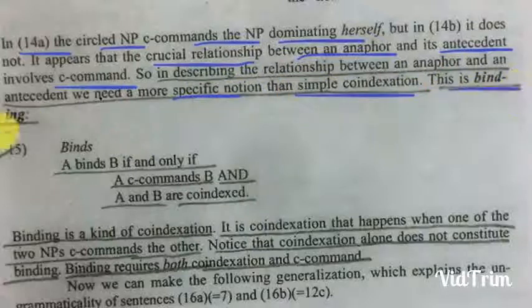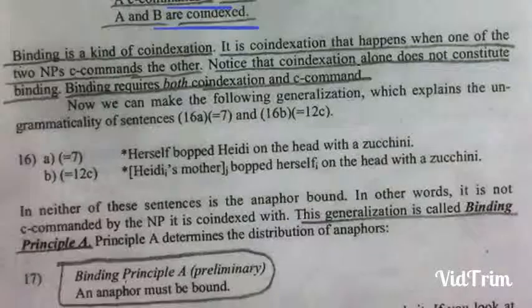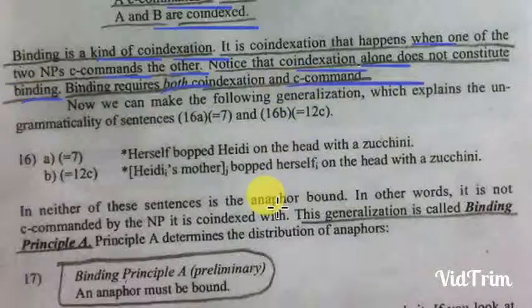notion than simple coindexation. This is binding. Binding is defined as: A binds B if and only if A c-commands B, and A and B are co-indexed. Binding is a kind of co-indexation. It is co-indexation that happens when one of the two noun phrases c-commands the other. Notice that co-indexation alone does not constitute binding. Binding requires both co-indexation and c-command.